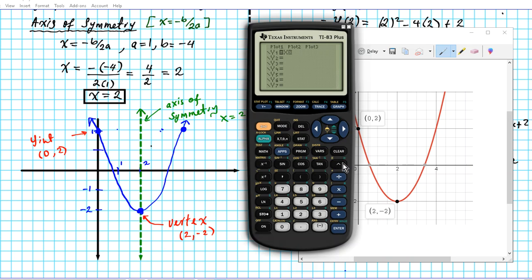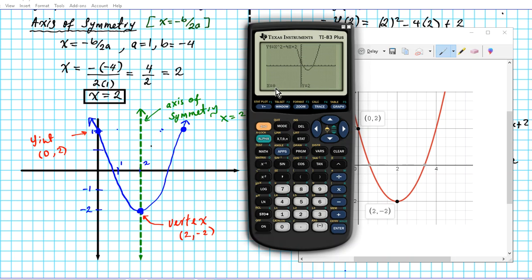That x caret 2 is the same thing as x squared. I turned on the alpha button, so let me turn that off. Okay, minus 4x plus 2. I'm going to press the zoom button because I want to do a standard zoom window. So zoom 6 will take us from -10 to 10 on the x, and then from -10 to 10 on the y also. All right, so there goes your graph right there.